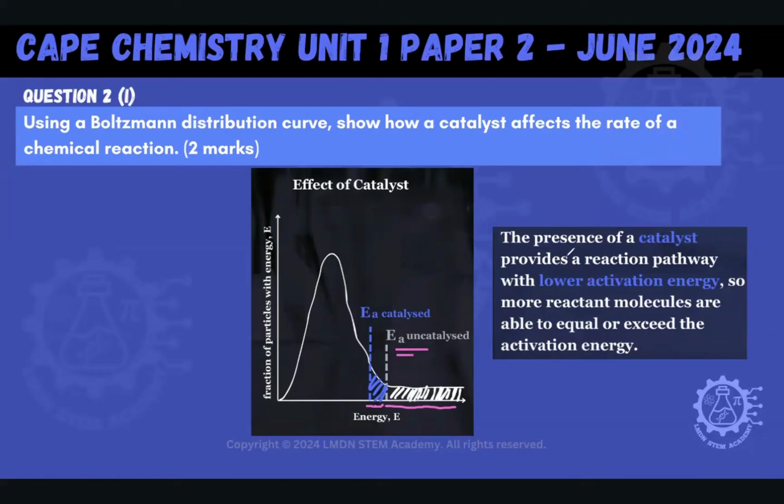All right, so the presence of a catalyst provides a reaction pathway with lower activation energy so that more reactant molecules are able to equal or exceed the activation energy. All right, so remember now, when it's uncatalyzed, this is the activation energy, and only these particles exceed it. When it's catalyzed now, you have an even lower activation energy, so more particles can exceed it. Okay? And so with that, we've come to the end of this question.